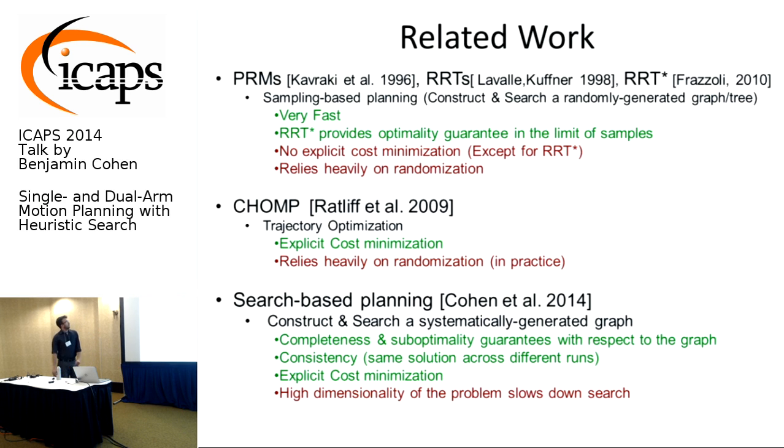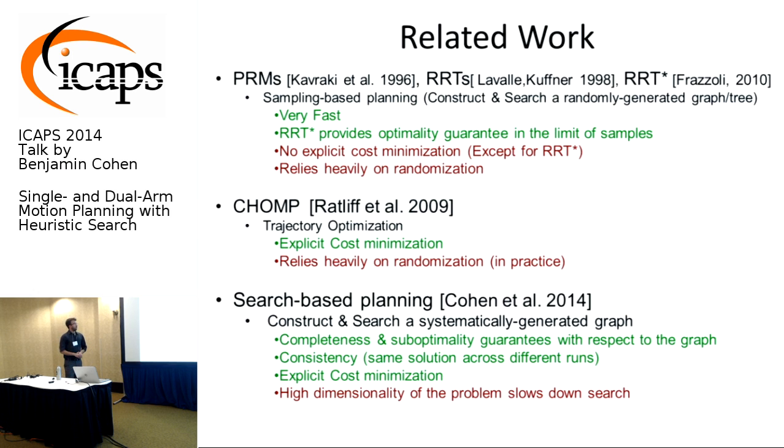The bulk of the related work in path planning for robot arms is sampling based. PRMs, RRTs, and RRT star have been shown to handle very complex motion planning problems very quickly. They're very impressive. But since they don't offer any explicit cost minimization, except for RRT star, and they rely heavily on randomization, you don't get that consistency, and you can get wacky-looking motions.